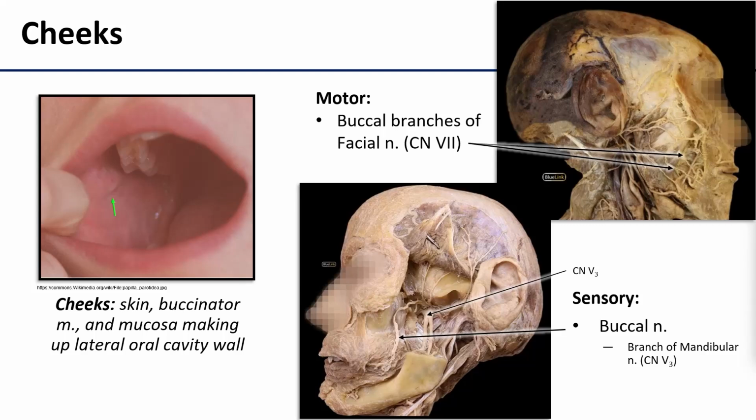The cheeks are made up of an outer layer of skin, the buccinator muscle sandwiched in the middle, and then an inner layer of mucosa or mucous membrane. The buccinator muscle gets motor innervation from the buccal branches of the facial nerve. The skin and mucosa here are going to receive somatic sensory innervation from the buccal nerve, which is not the same thing as those buccal branches. You'll be much more familiar with the branching of all of these nerves by the end of this module, I promise. But this buccal nerve that we're talking about is a branch of the mandibular division of trigeminal.